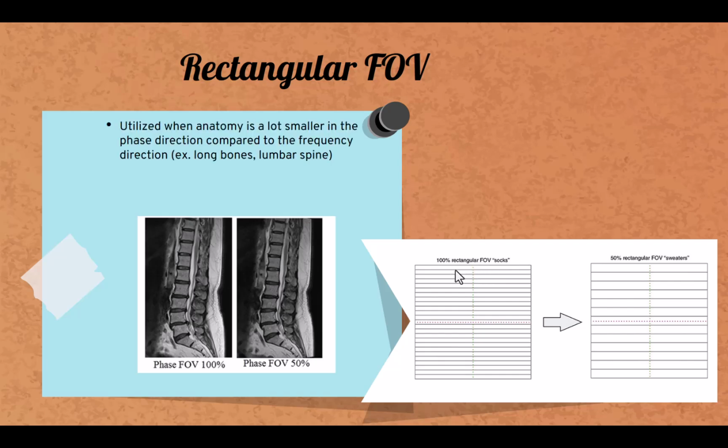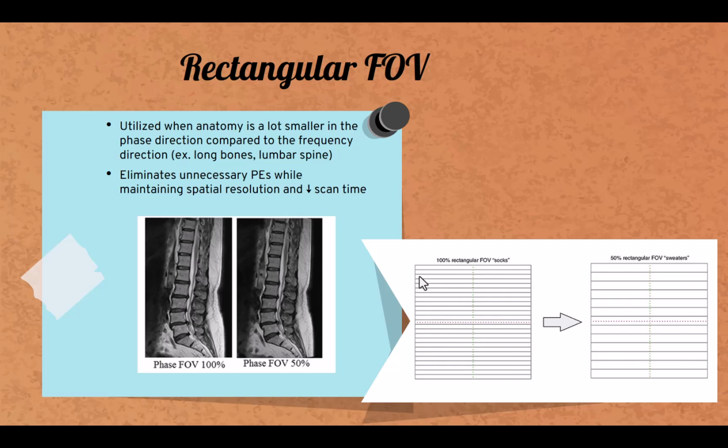Rectangular field of view is utilized when anatomy is a lot smaller in the phase direction compared to the frequency direction. An example of this is long bones and the lumbar spine. Rectangular field of view eliminates unnecessary phase encoding steps while maintaining spatial resolution and reducing scan time.